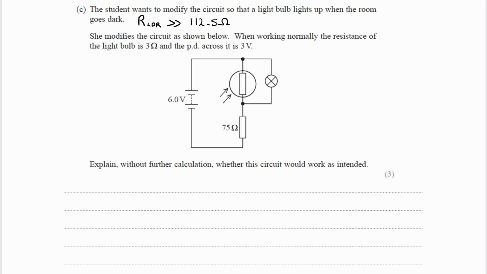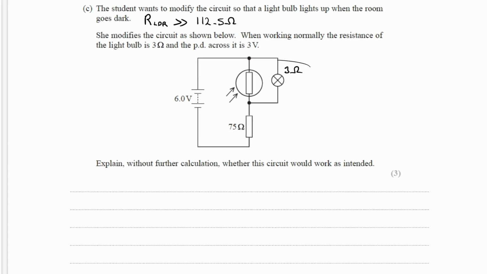She modifies the circuit as shown below. When working normally, the resistance of the bulb is 3 ohms, and the voltage across it is 3 volts. So in order for the bulb to light up properly, it will need to have a voltage of around 3 volts across it. We're trying to figure out whether this will work in the circuit that we have, and to do that, we want to think about what will be the resistances of these individual parts of the circuit, and therefore how will the voltage split.